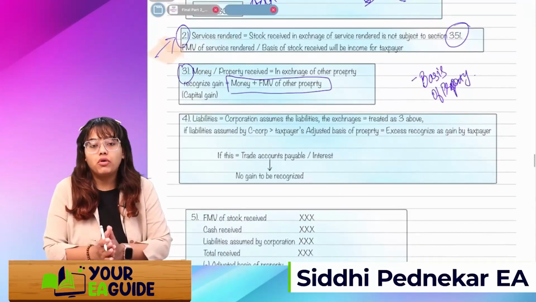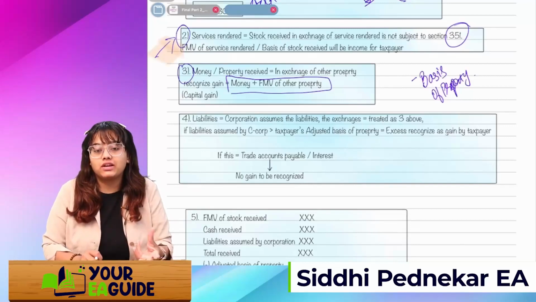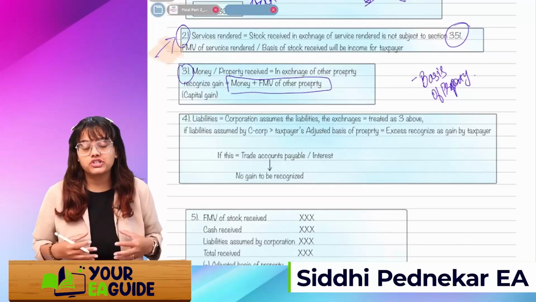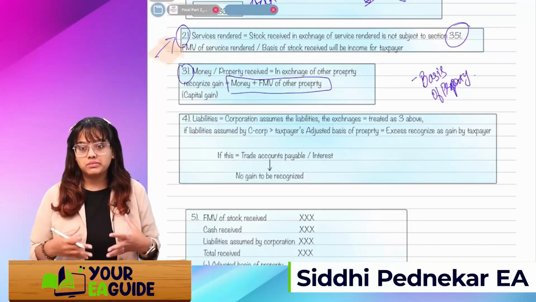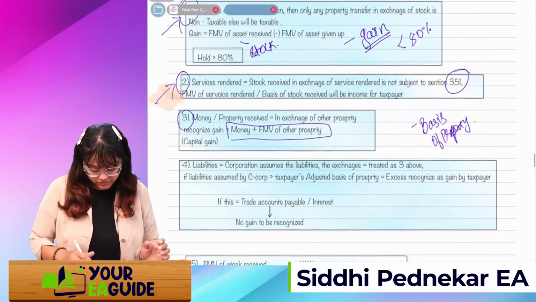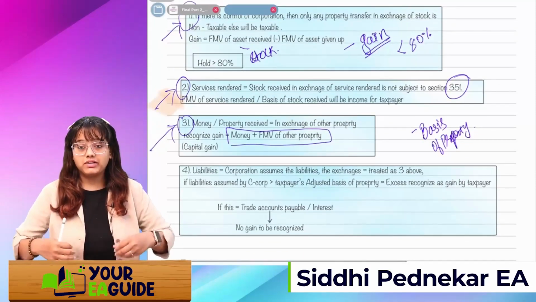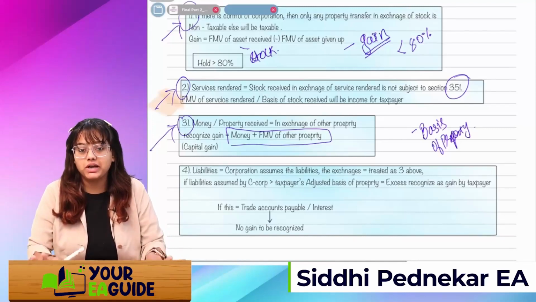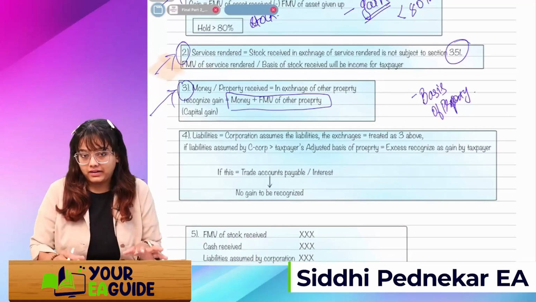Okay. Fourth thing is, what if the property which I'm transferring has a liability attached, like a mortgage? The corporation will have to assume that liability. The exchange will be treated like the third scenario, see this one. Whatever liability the corporation is assuming, we will treat it as if we have received the money.